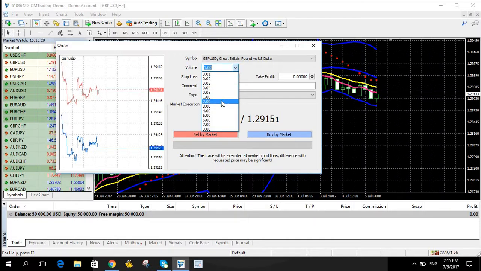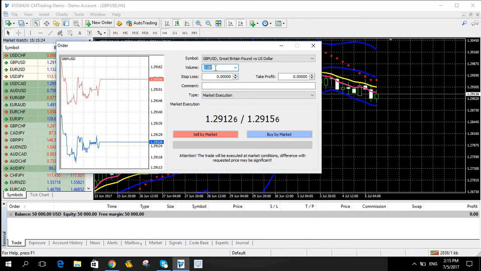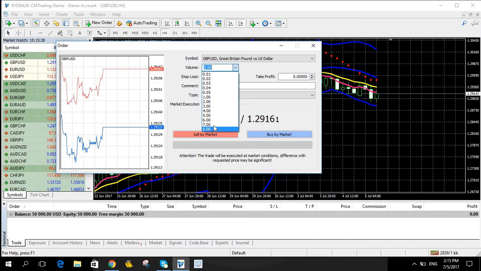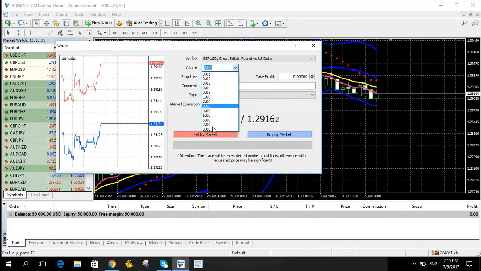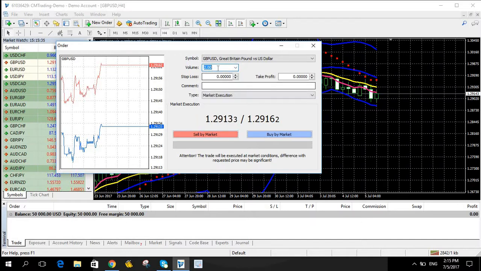Alright, so here I'm going to take 2, and 2 is $20. So to find out in figure how much these units are, you just multiply by 20 and then you will know. Okay, so this is what? $20, 2 lot size.